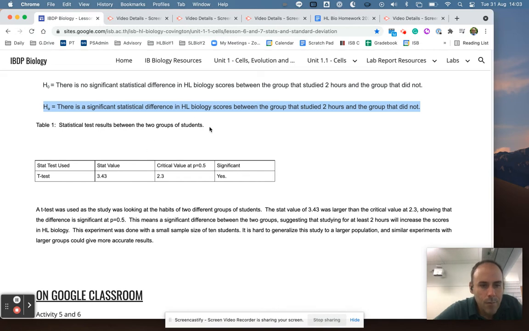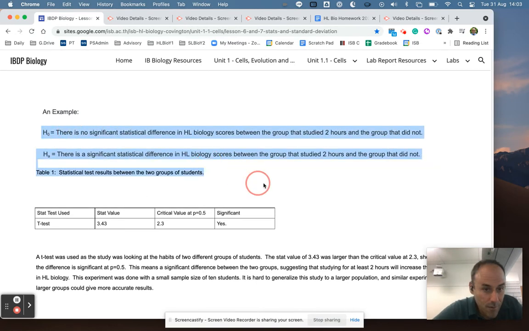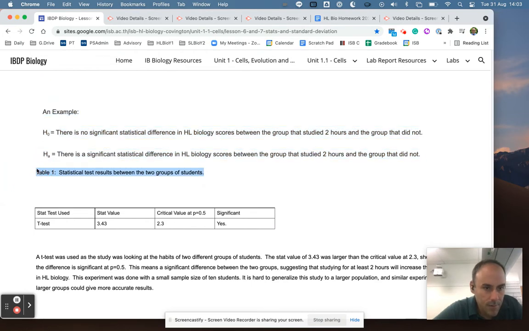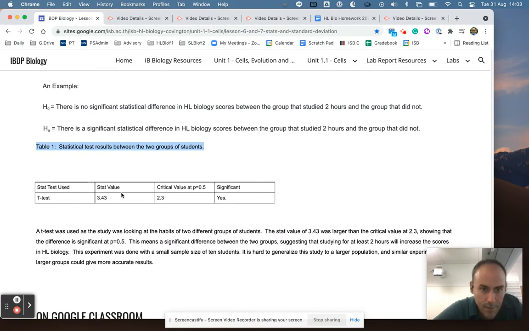So this is how you might start it out. And then you have table 1 here. Again, title, and here's the table. Obviously, these should be a bit closer, but that's a limitation of the site. And I used a t-test. The t-value that I got was 3.43, and the critical value was 2.3. Because my t-value, my stat value, is higher than the critical value, it is significant. So there is a statistically significant difference between these scores.